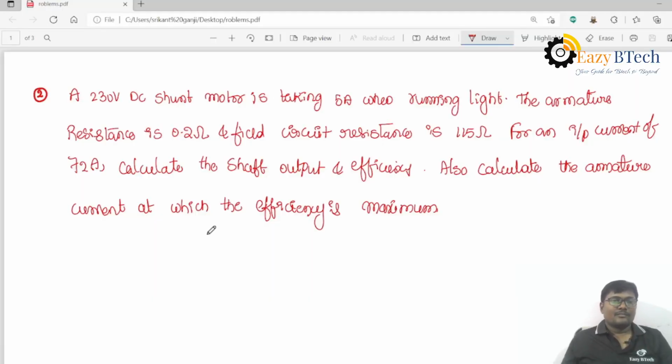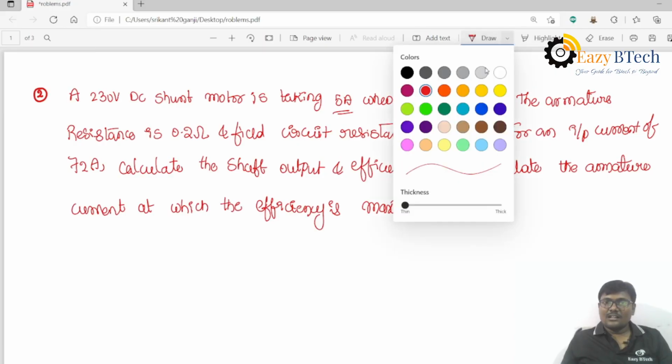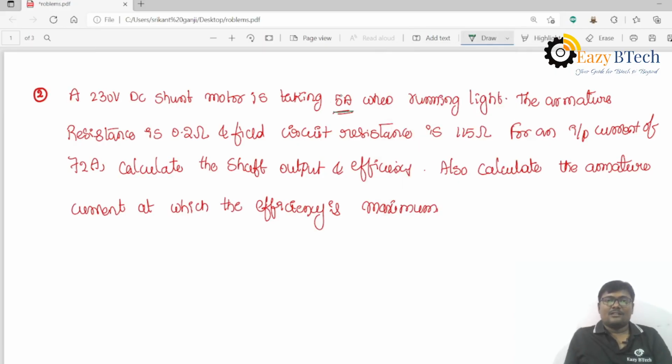Next problem. A 230 volts DC shunt motor is taking 5 amperes when running light. Light means under no load condition. So that is under no load condition. It will take 5 amperes. This is called the I naught. And this is our supply voltage, V is equal to 230 volts.